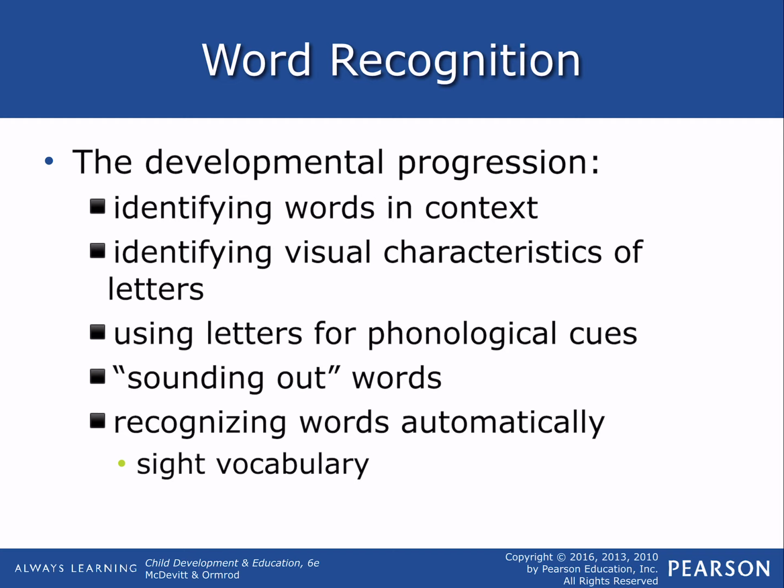All right, the progression of word recognition, identifying words in a context. So sometimes you can guess what the word should be based on the context that it's in. Identifying the visual characteristics first of letters. Using letters for cues, that's the buh, buh, buh thing I was talking about. Sounding out words. And then recognizing, so sight vocabulary. There are certain words that you will recognize automatically. And so those are usually done first, sight words. So you're working on pronunciation, but you also work in kindergarten a lot on sight words.